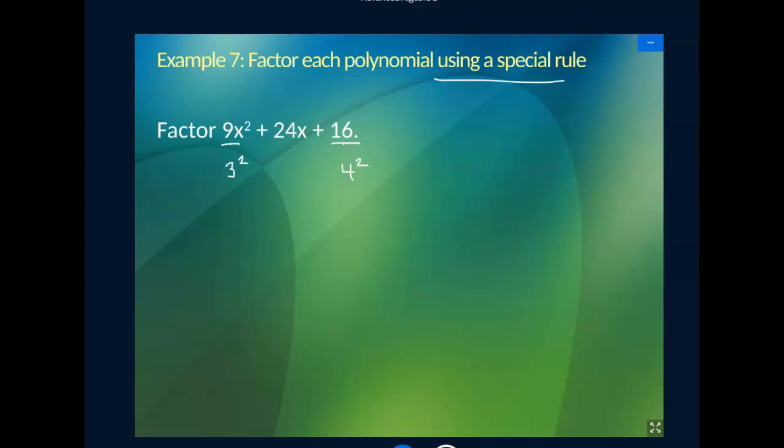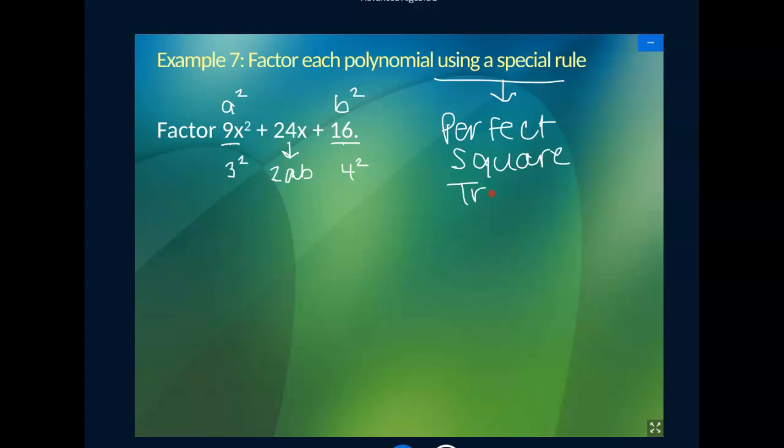Good, Steven. The first term we'll call a squared. The last term we'll call b squared. The middle term needs to be 2 times ab. So the unsquared version. So in this case, 3 times 4 is 12. 12 times 2 is in fact 24. So this has a special name. It is called a perfect square trinomial.